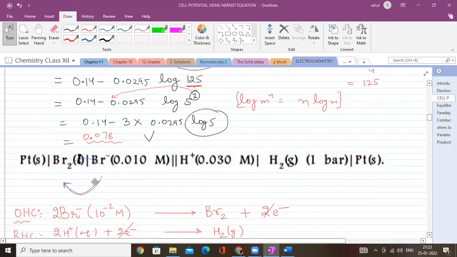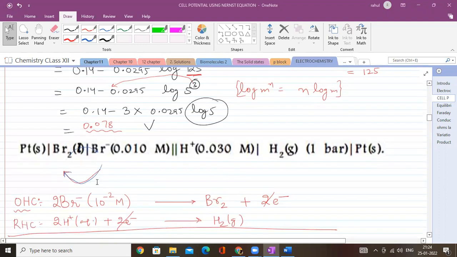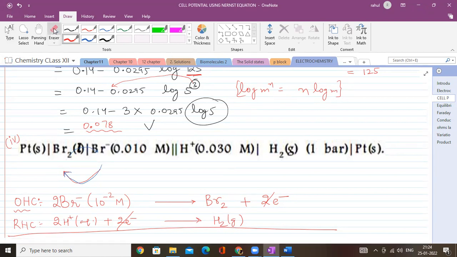Now we will take up another question, the fourth question of exercise 3.5, fourth part. That is platinum in solid, Br2 liquid, bromide 0.010 molar, salt bridge, H positive, oblique H2 in gas. Now I have seen most of the time people say that they are not able to understand this question.